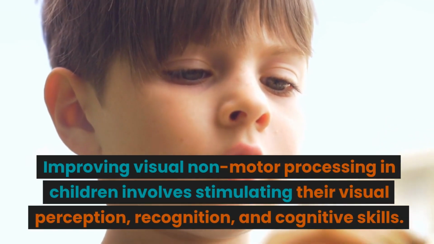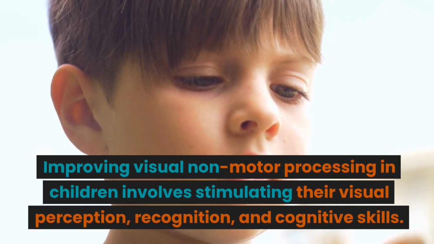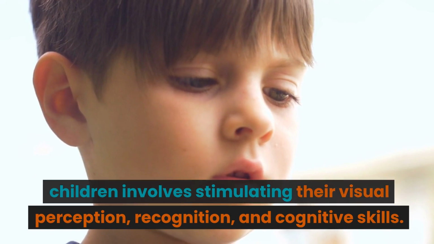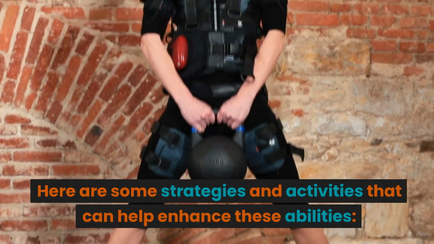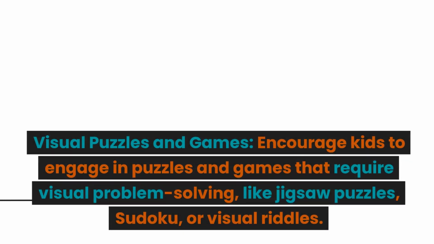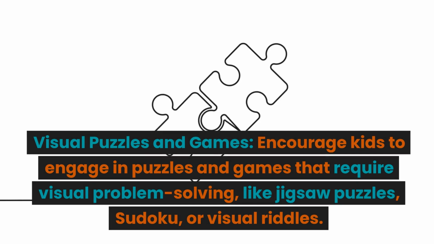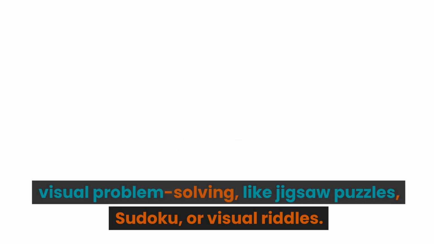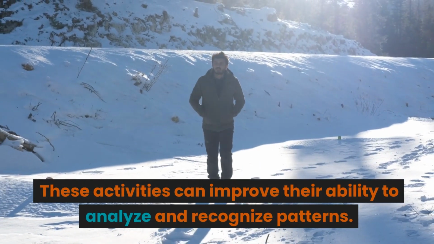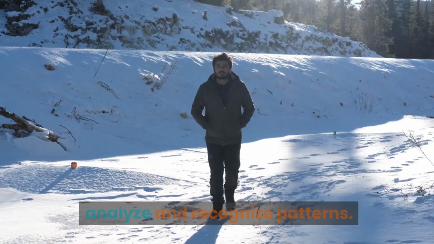Improving visual non-motor processing in children involves stimulating their visual perception, recognition, and cognitive skills. Here are some strategies and activities that can help enhance these abilities. Visual puzzles and games. Encourage kids to engage in puzzles and games that require visual problem solving, like jigsaw puzzles, Sudoku, or visual riddles. These activities can improve their ability to analyze and recognize patterns.